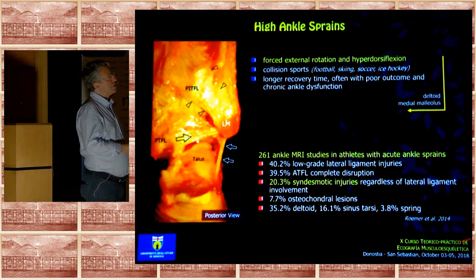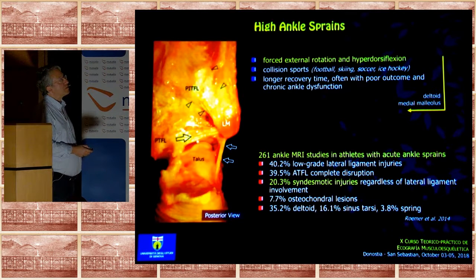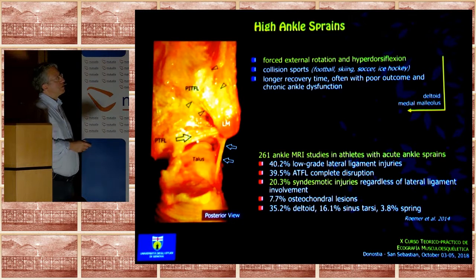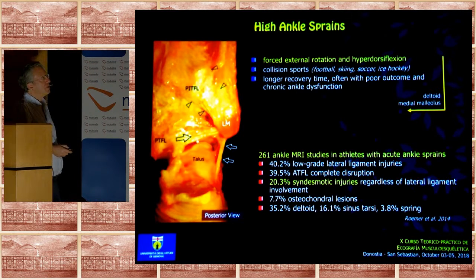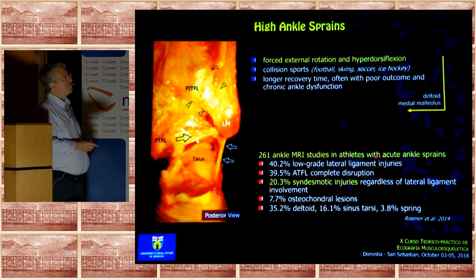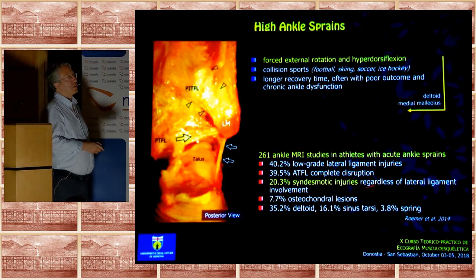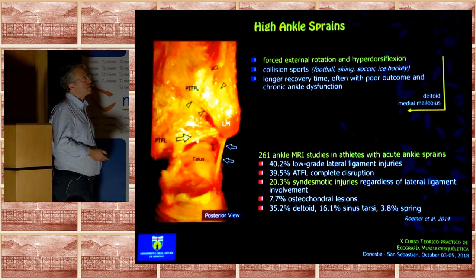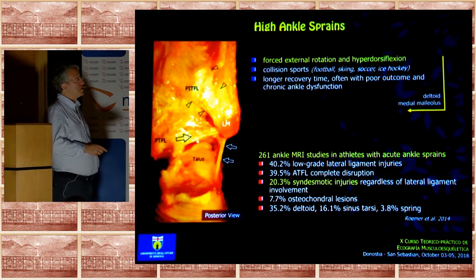This is a nice series published in 2014, in which some athletes with acute ankle sprain were studied with MRI, and from a series of 261 cases, 40% of them had low-grade lateral ligament injuries. Other 40% had complete disruption of the ATFL, but 20% had syndesmotic injuries, regardless of the status of the lateral ligamentous complex. So this means the percentage is really not negligible.